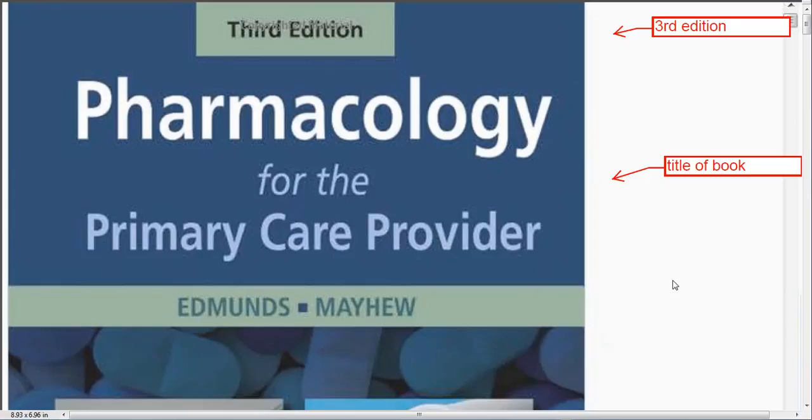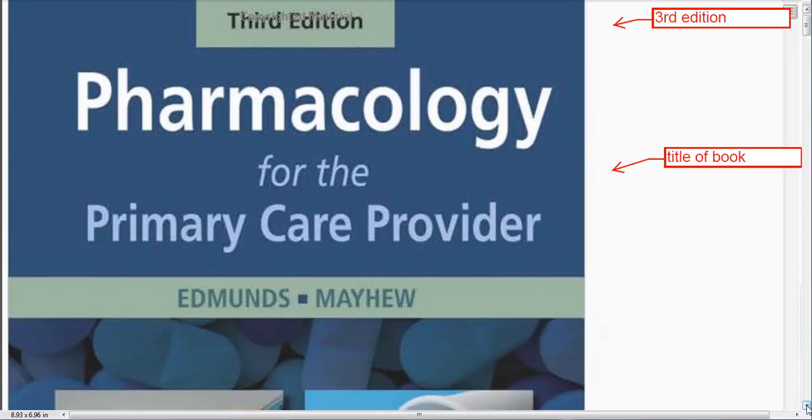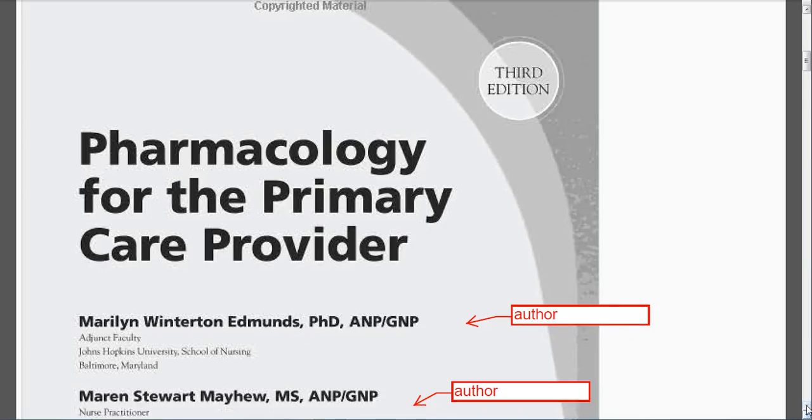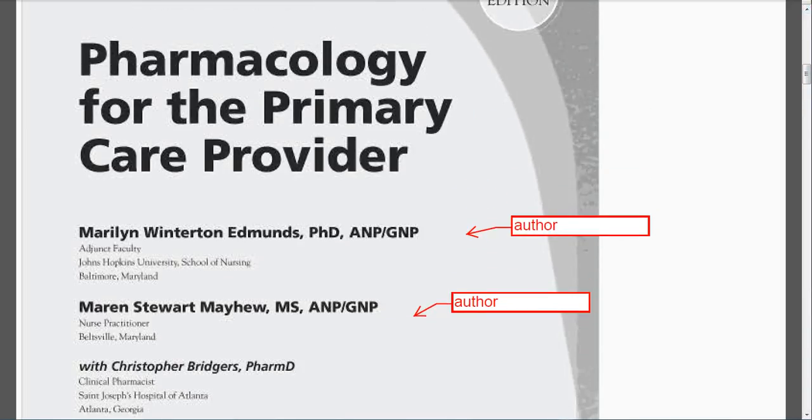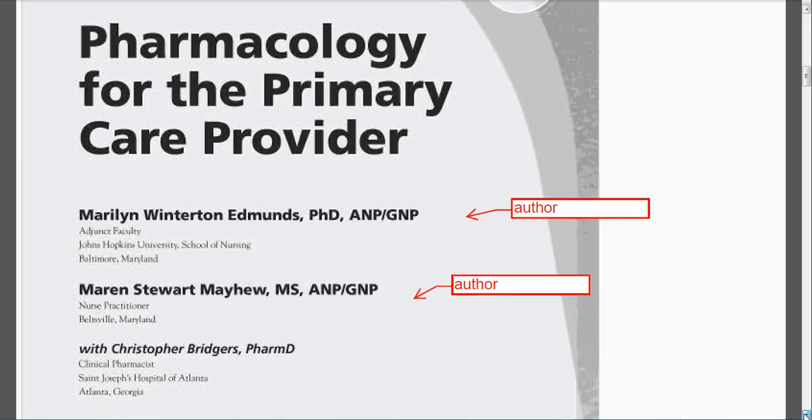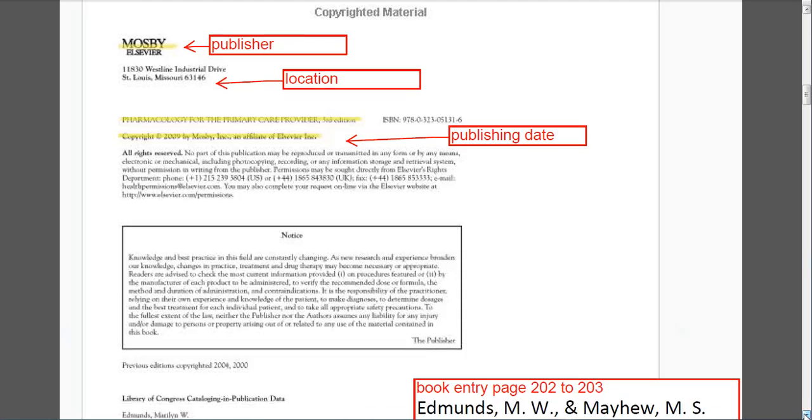I wanted to give you some examples of how to cite and do the reference entry for books. So this is a book in its third edition with these authors here that are nurse practitioners that wrote this book here, Pharmacology for the Primary Care Provider. And this is the copyright page that has the location of the publisher, and who the publisher is, the date of publication, the edition.